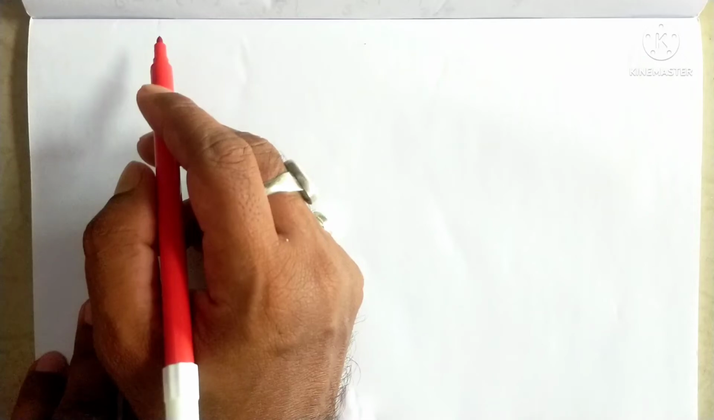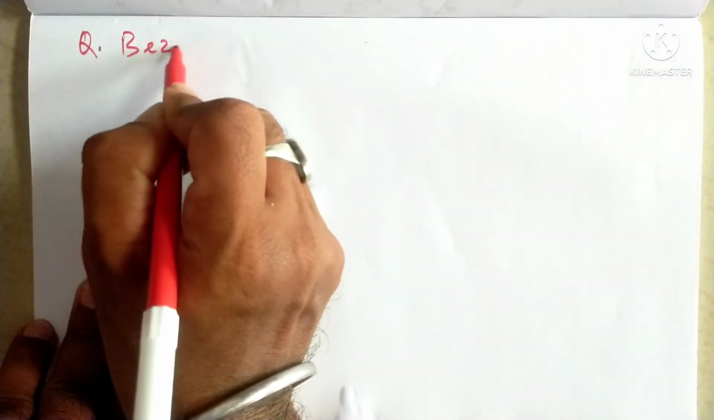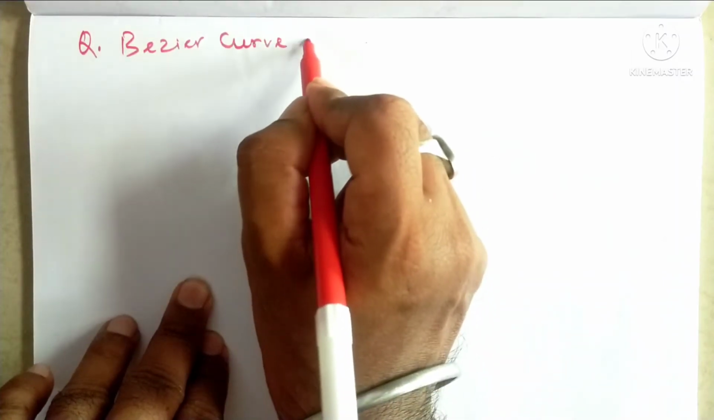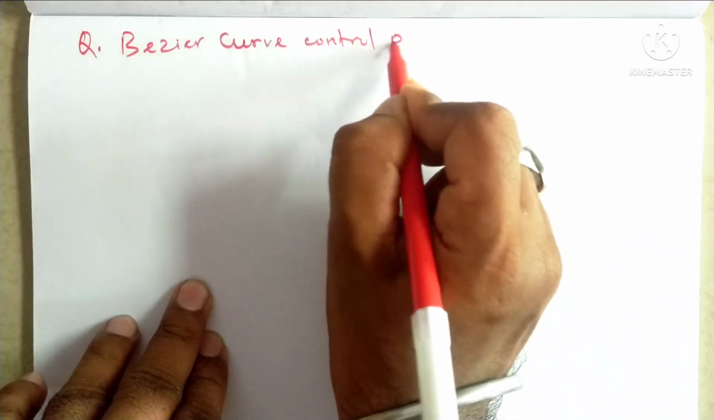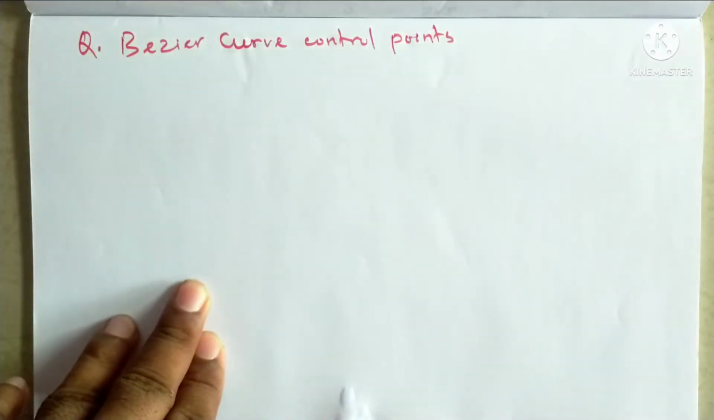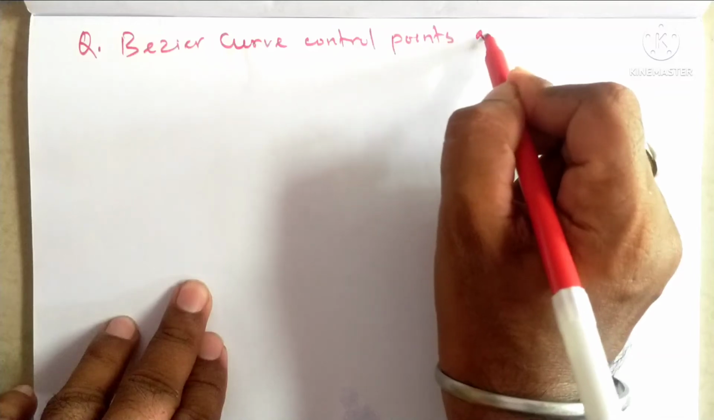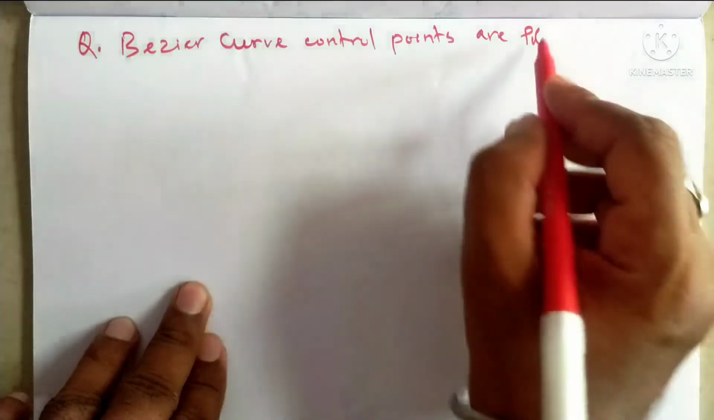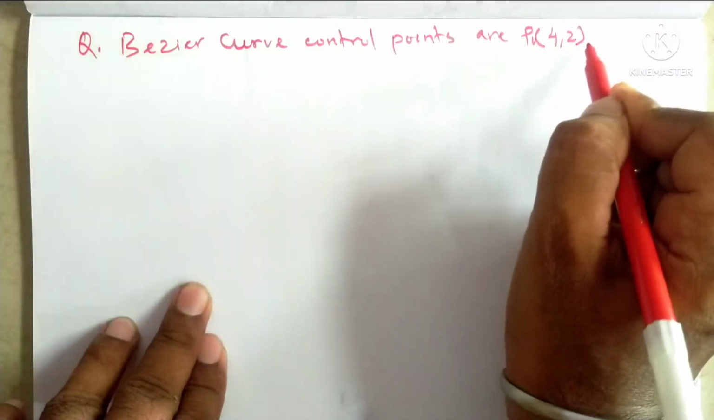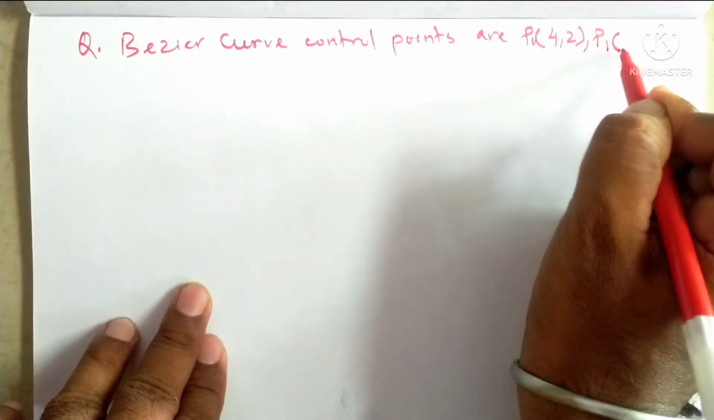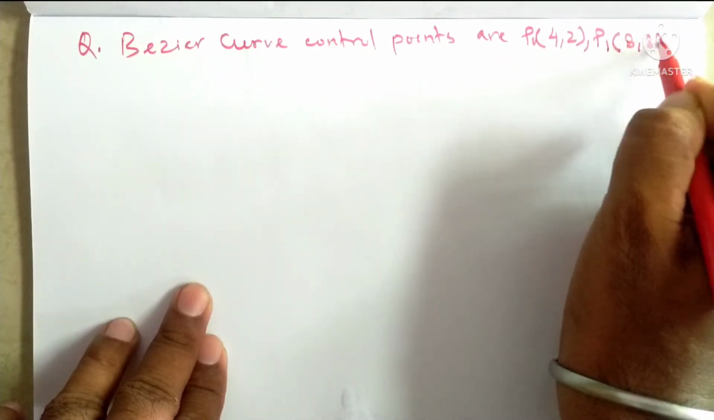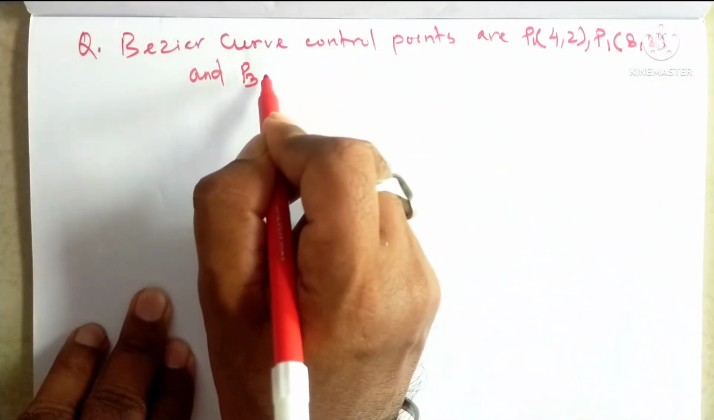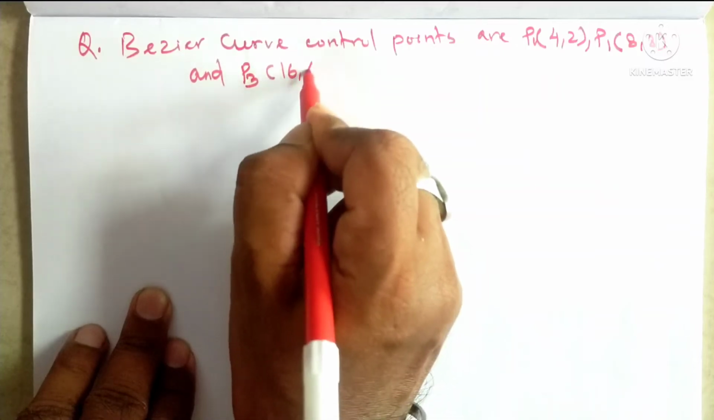Let's solve one numerical on the Bezier curve. The control points are: P0 is given as (4, 2), P1 is given as (8, 8), and P2 is given as (16, 4).